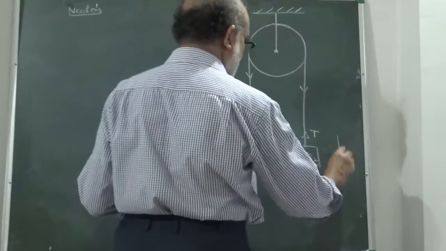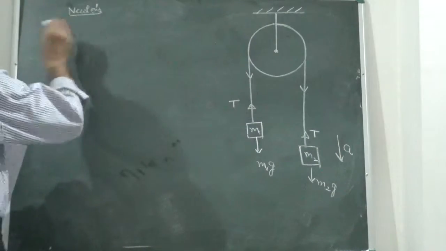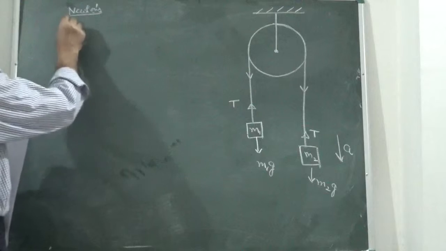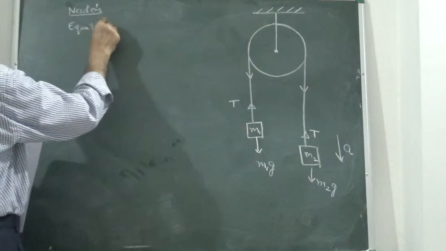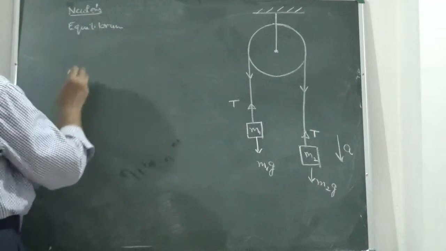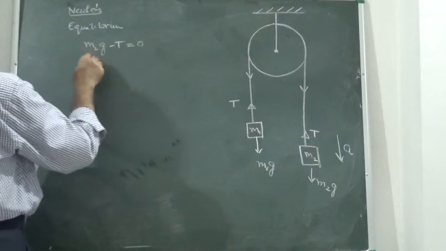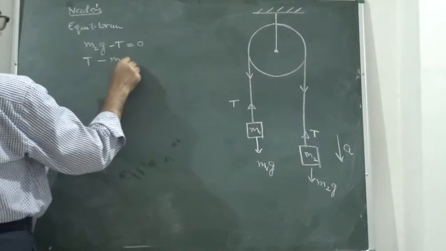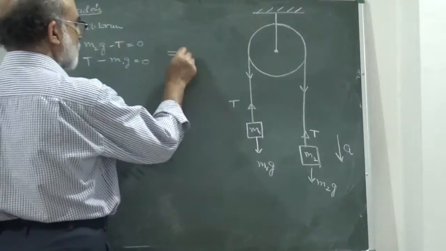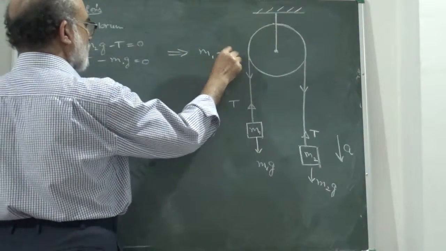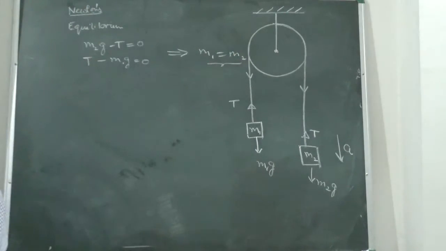Suppose M2 is accelerating down. So M2G minus T, suppose in equilibrium, no acceleration. In equilibrium, M2G minus T is 0, and T minus M1G is 0. This gives you M1 is equal to M2.